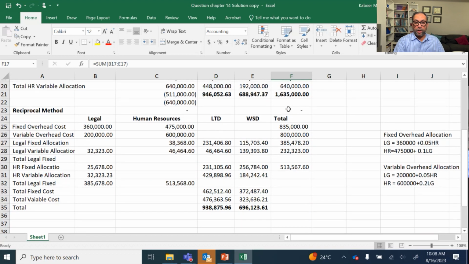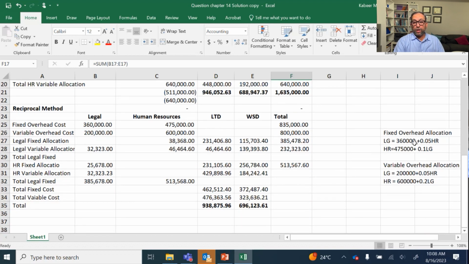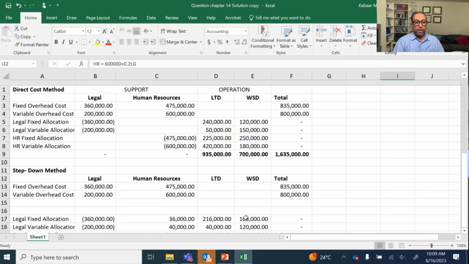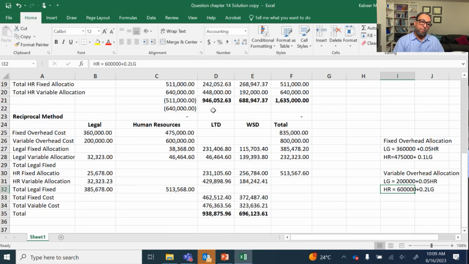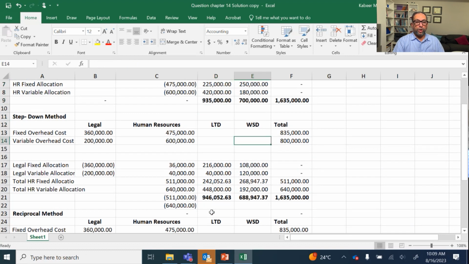So this one is the reciprocal method, and how we did this, we designed these for fixed cost. We designed this equation, LG is equal to 3,600 plus 0.5 HR, and HR is equal to 475,000 plus 0.1 LG, and we solve it. And for the variable cost, these equations are there. When we solve it, we distribute it, and finally we see again the direct method, the step down method, and the reciprocal method. All the figures are different in some way, as we can see.